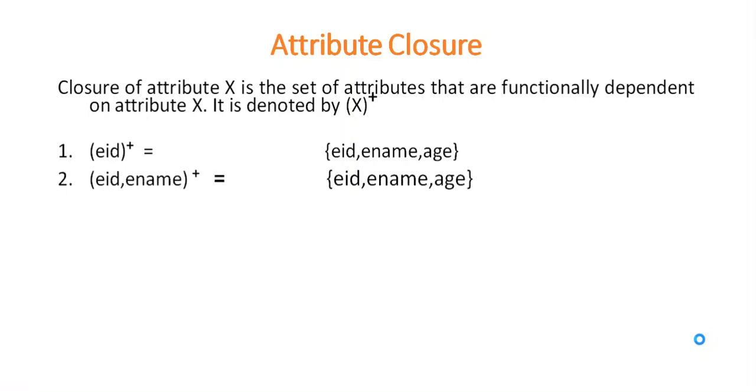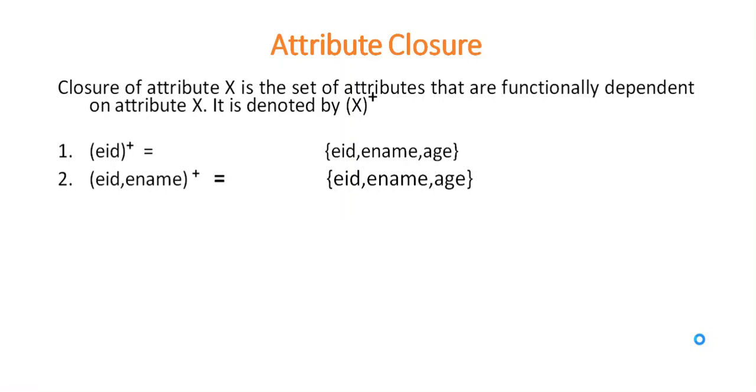Okay, see here we have another combination, employee ID and e-name. Now what is the closure of employee ID and e-name? First you write down these two attributes as they are in the result. Okay, so employee ID and e-name, these two are the attributes which are dependent on this combination.